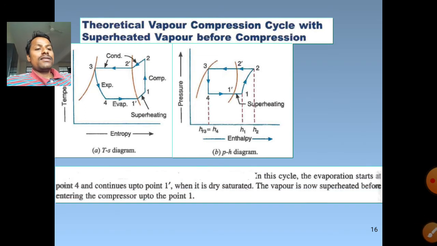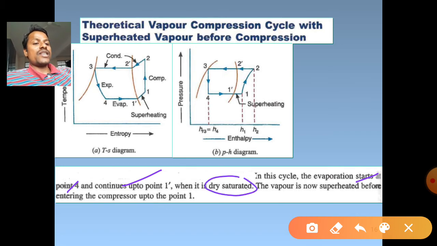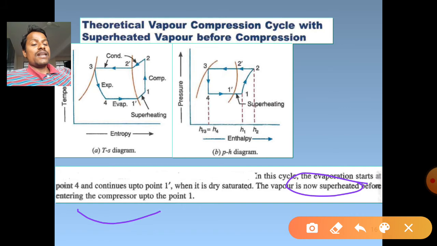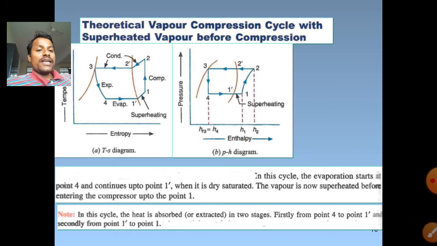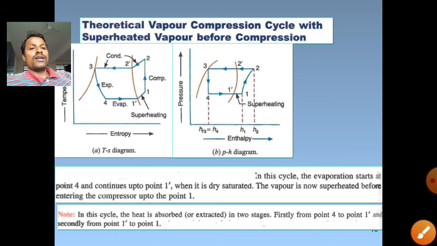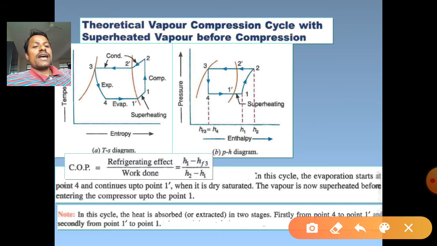Now, in this cycle the evaporation starts at 4 and continues till 1 dash, that we have just discussed, and it is dry saturated. Then the dry saturated vapor is superheated by absorbing heat energy from the refrigerated space, then enters the compressor at point 1. Now, in this cycle the heat is absorbed in 2 stages, first from 4 to 1 dash and second from 1 dash to 1, point to be noted. Then COP for the present cycle again remains the same, H1 minus HF3 divided by H2 minus H1.